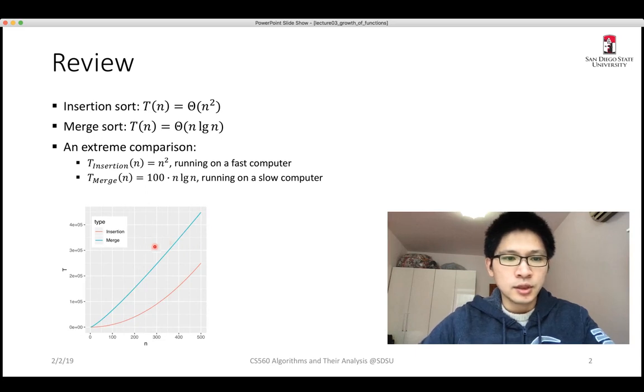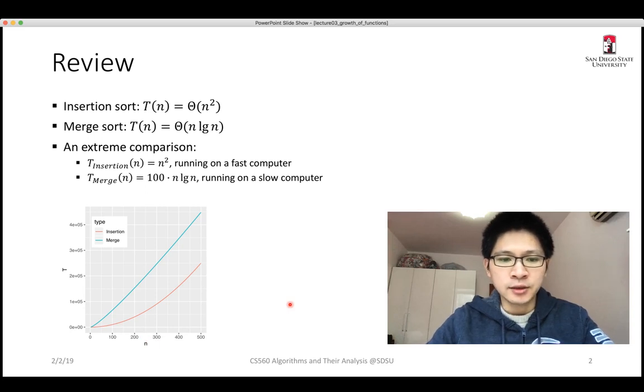Okay, so in this plot, the green line is the function of merge sort, and the red line is for insertion sort. As you can see, if we limit n between 0 and 500, so when n is less than 500, the green line is always above the red line. That means it always takes more time to run merge sort than insertion sort on a sequence that has fewer than 500 elements. So we also say that the function 100 times n times log n grows faster than the function n squared when n is small.